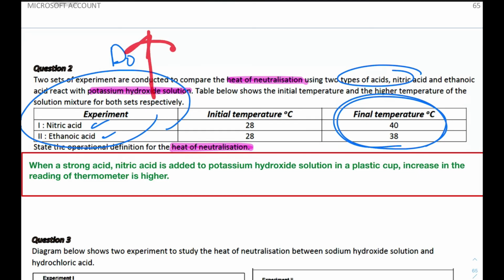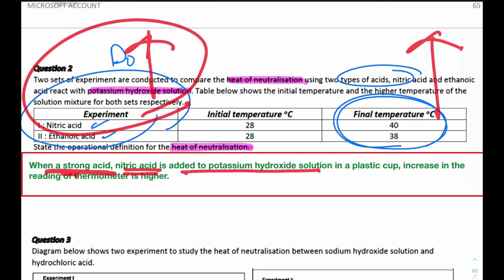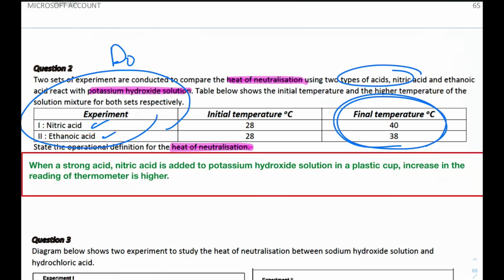Okay, operational definition for heat of neutralization. If we use a stronger acid, the increase in the thermometer reading will be higher. So when a stronger acid, nitric acid, is added into potassium hydroxide solution, the increase in the thermometer reading will be higher. So same, I make a comparison.